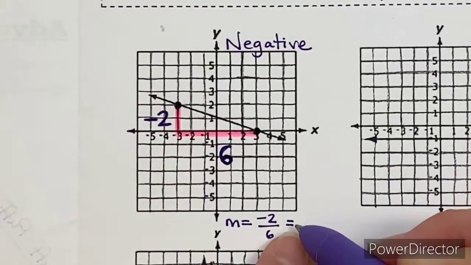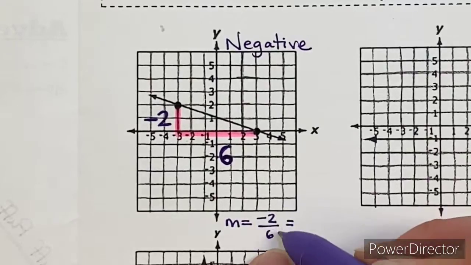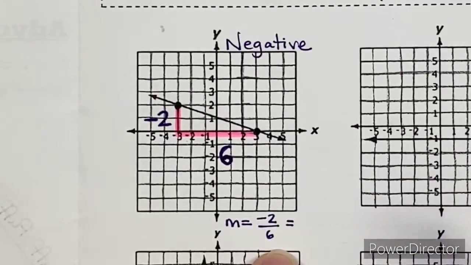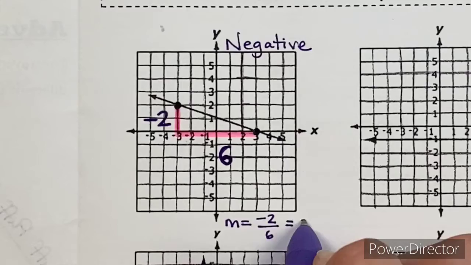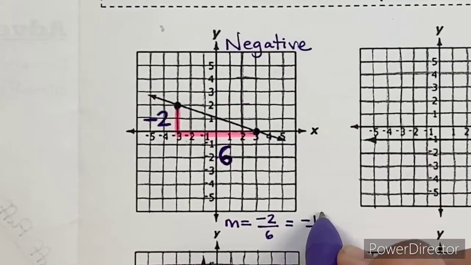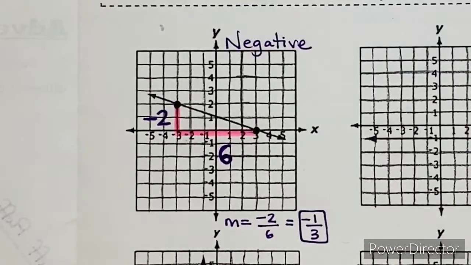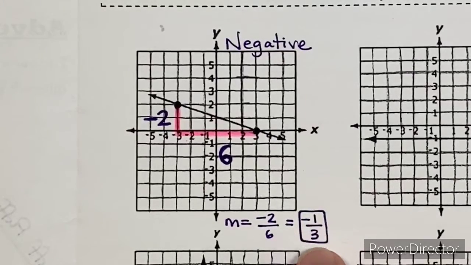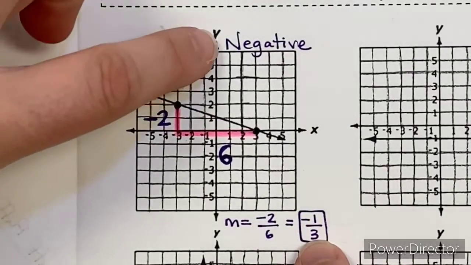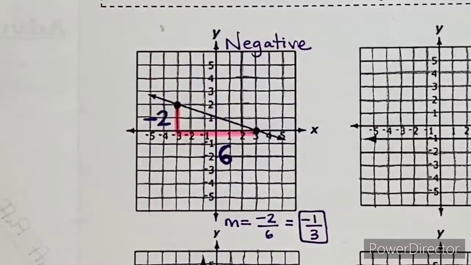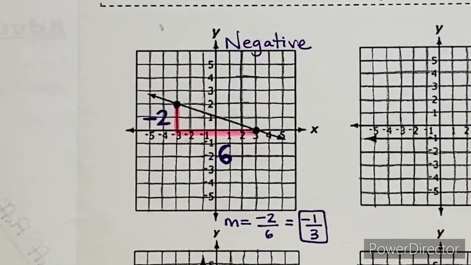And this, I've already drawn the equal sign because this actually can simplify. These are both even numbers, so we need to simplify this. And this just simplifies to negative 1 over 3. And so now, what I can do to just check and make sure that I'm actually right is this is negative 1 over 3, and I originally said it was negative slope. So I got something that seems to be correct. Okay?